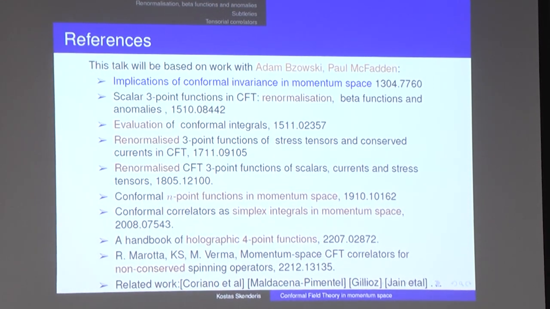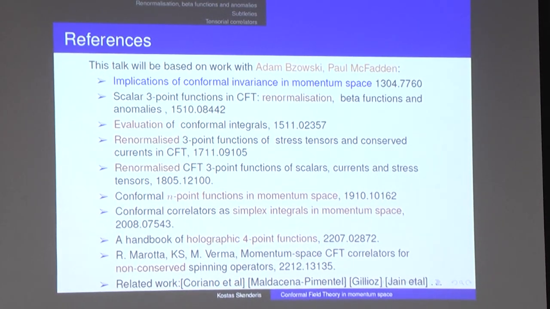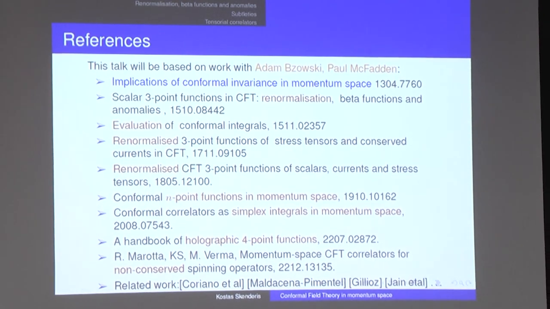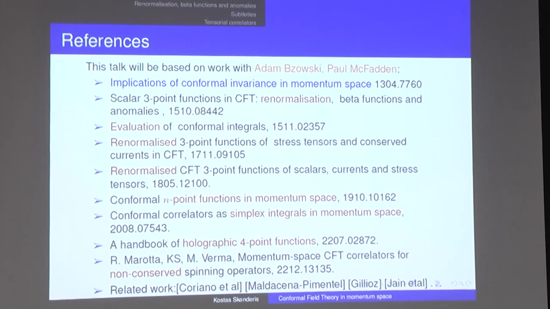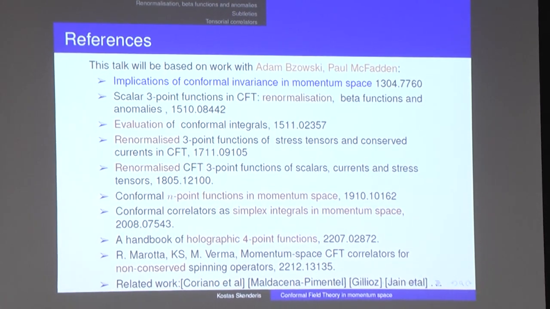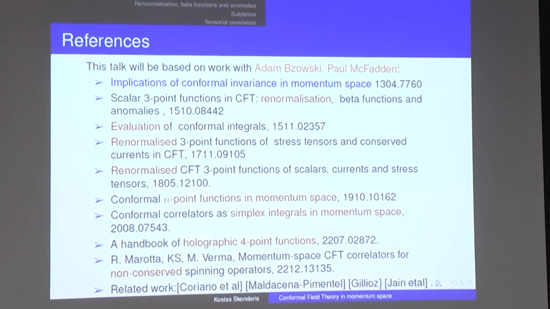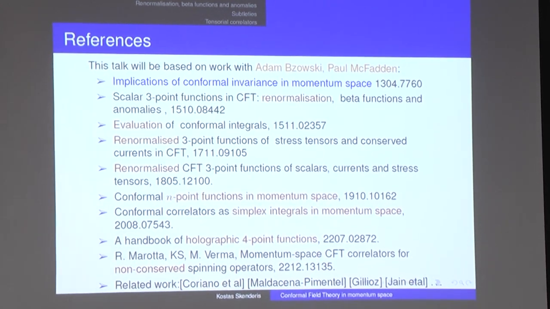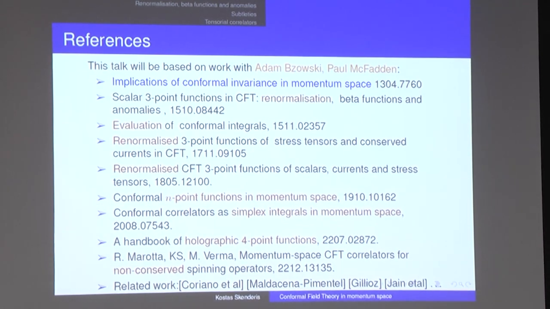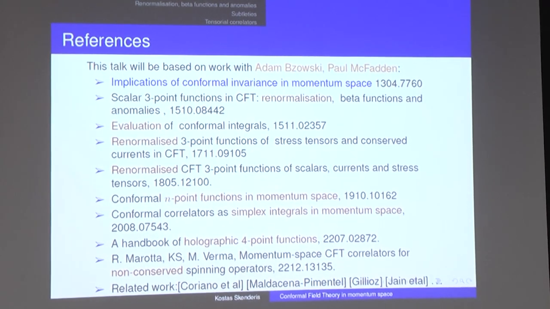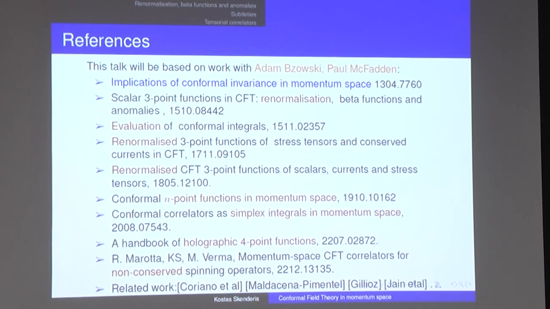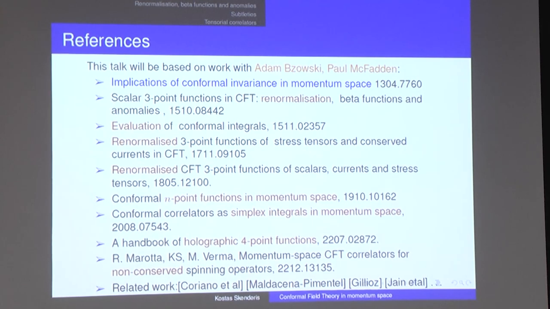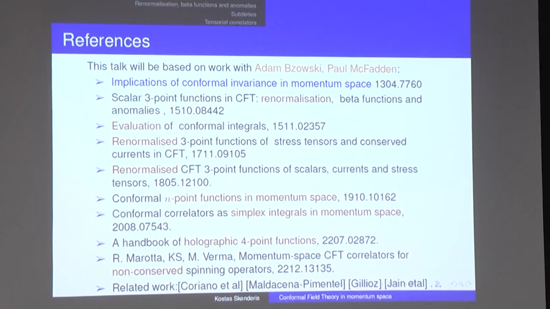That's in this paper. The other two deal with subtleties when you have tensorial correlators. Here we did stress-energy tensors and conserved currents. In these, we put all the ingredients together: scalars, currents, and energy-momentum tensors. Then we move to the general n-point functions. In this paper, we discussed the solution, which I'm going to show you in a minute, and here we gave the general proofs.